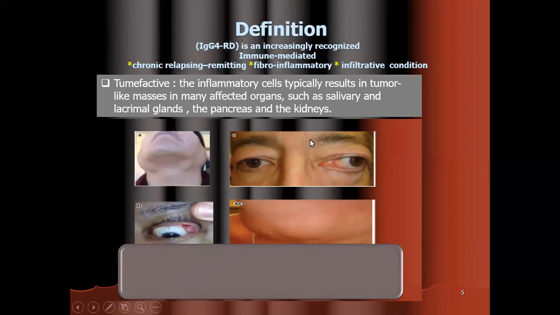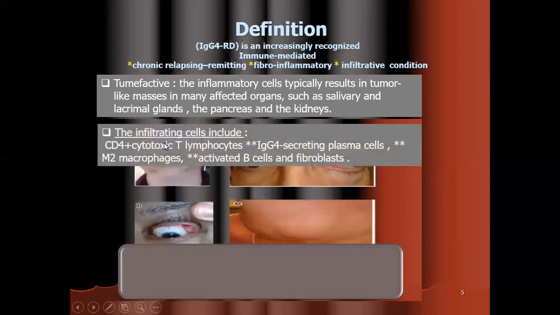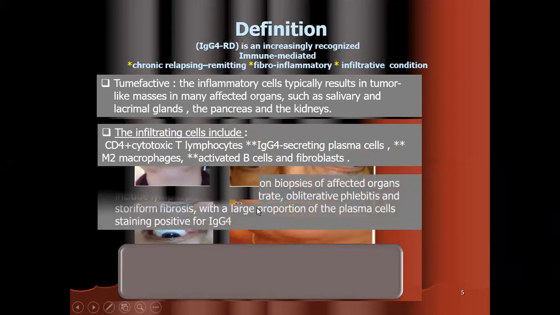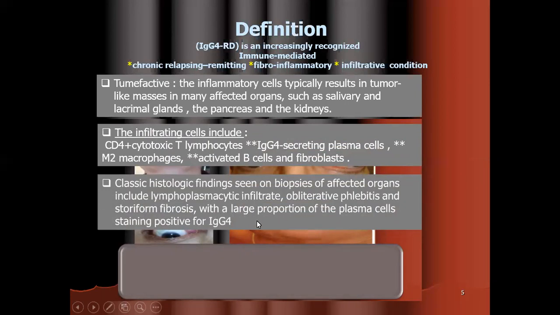This is very characteristic. The second is the infiltrating cells include CD4 cytotoxic T lymphocytes, IgG4 secreting plasma cells, M2 macrophages, activated B cells, and fibroblasts. The third criterion is classic histologic findings seen on biopsies of the affected organs, including lymphoplasmacytic infiltrate, obliterative phlebitis, and storiform fibrosis, with a large proportion of the plasma cells staining positive for IgG4.